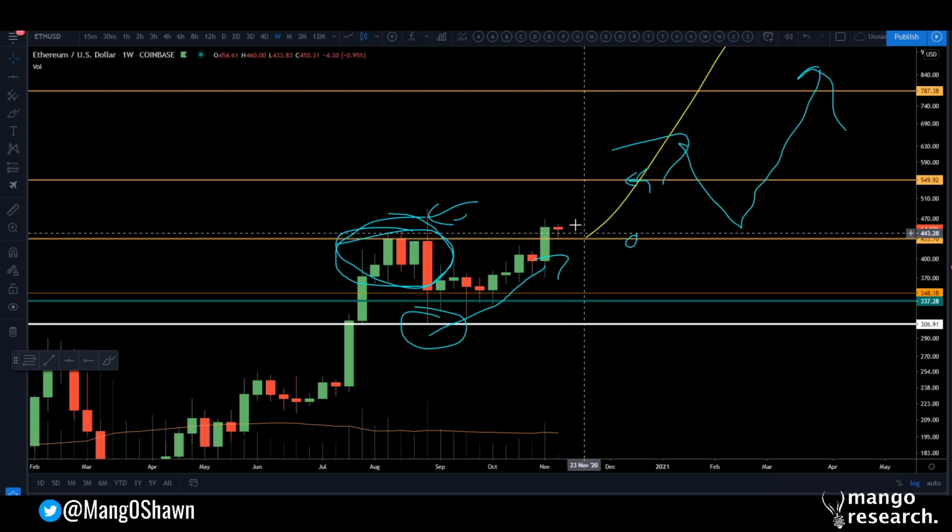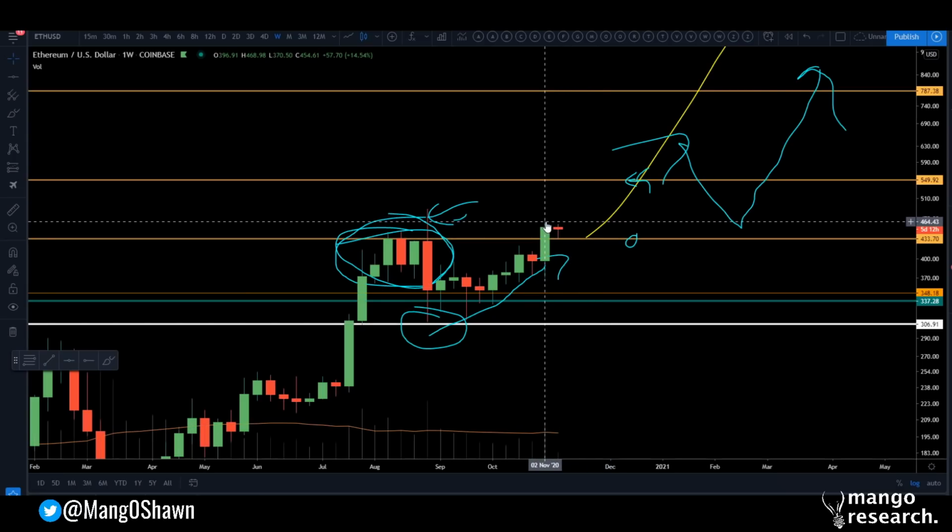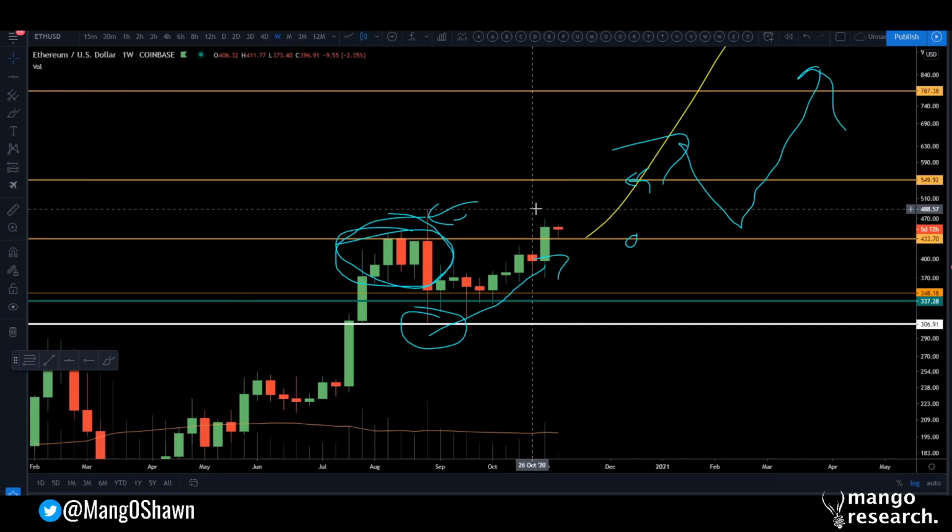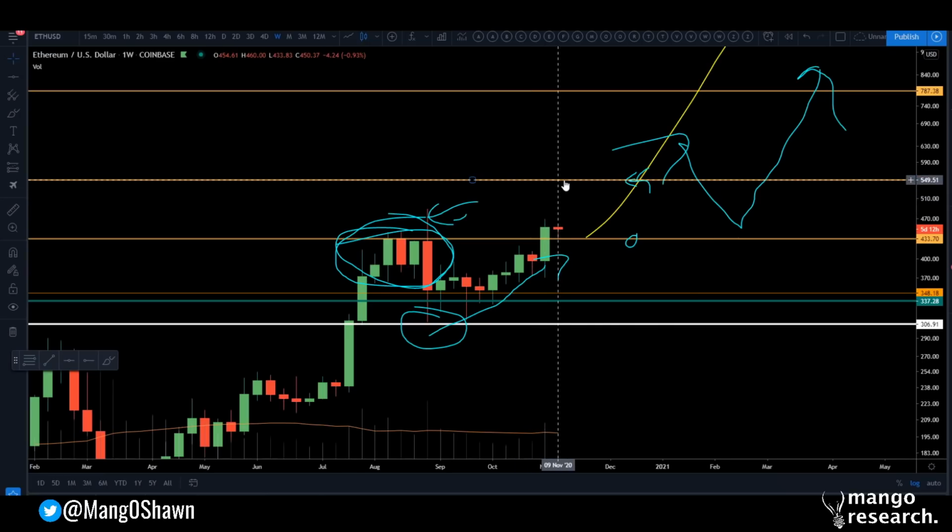Now to see continuation, I want to see the previous week, this high of November 2nd, the week of November 2nd. I want that high to be taken out, and preferably this level over here too, and in that case I'll be looking towards 550.